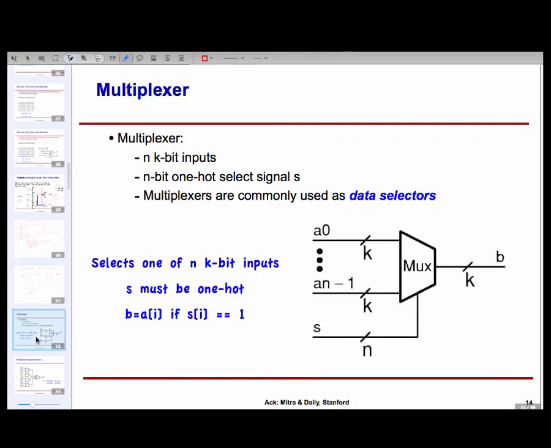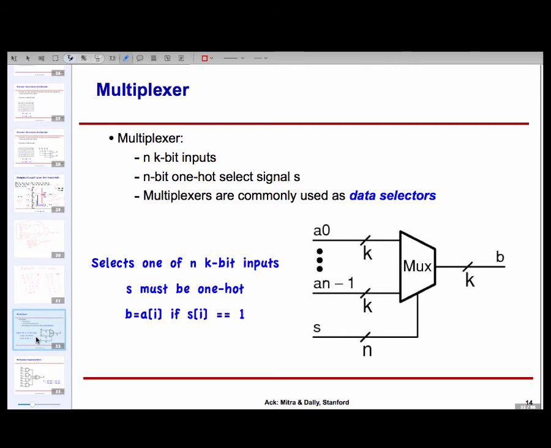Okay, so let's move to the next module. We've seen decoder, we've seen encoder. They work exactly opposite. They switch back, they take you from one-hot coded to binary encoded, or regular standard binary encoded, or vice versa. Now let's look at the next one, multiplexer.